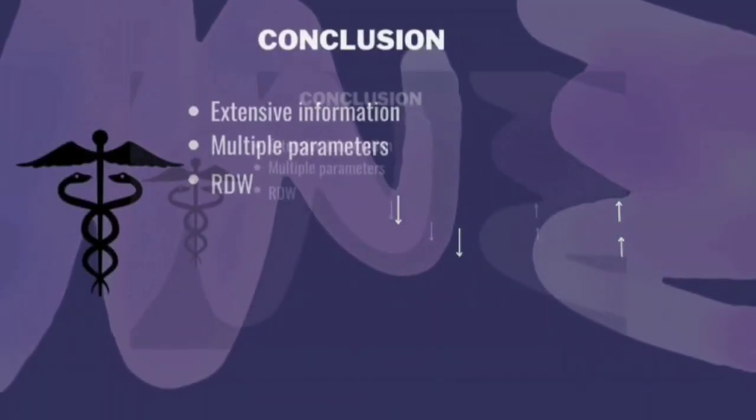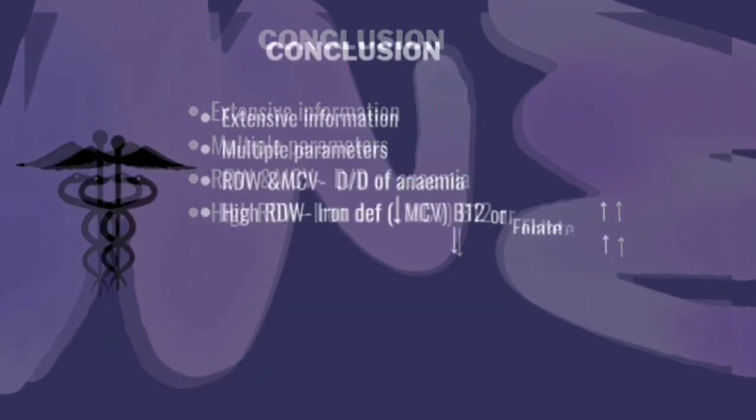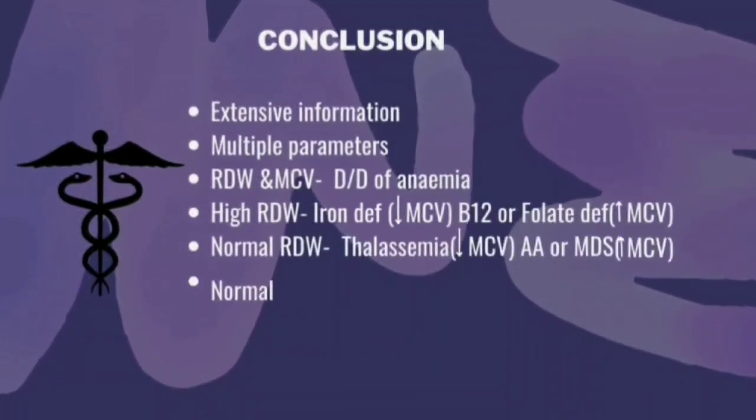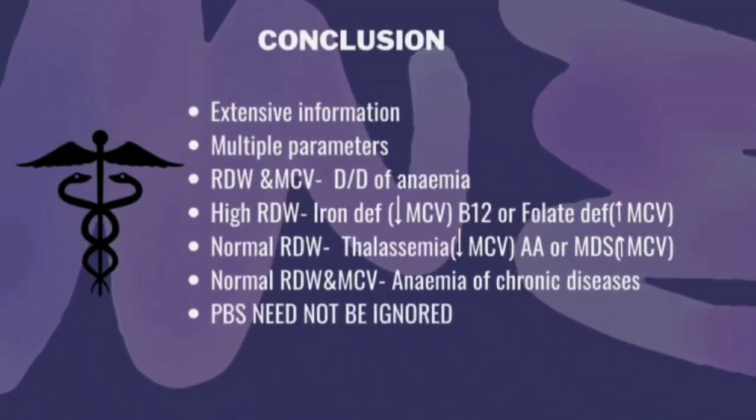To conclude, complete blood count has multiple parameters with vast information that need to be wisely interpreted. RDW and MCV help in narrowing the differential diagnosis of anemia and guiding the investigation in the right direction. PBS has a paramount role, not only confirming the initial interpretation, but also providing additional information altogether which can change the direction of evaluation. It needs to be ordered as a priority in case any abnormality is noted in CBC, irrespective of cell lineage.